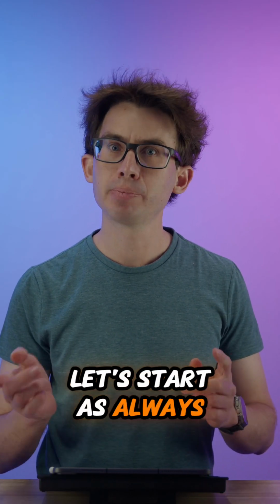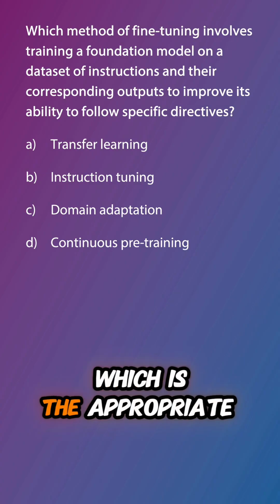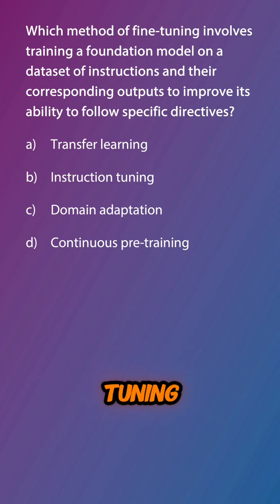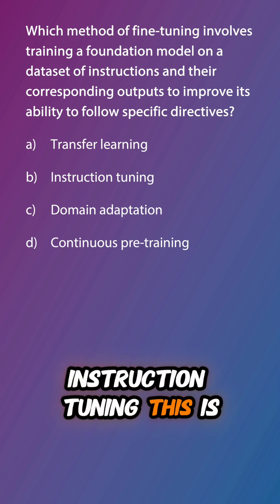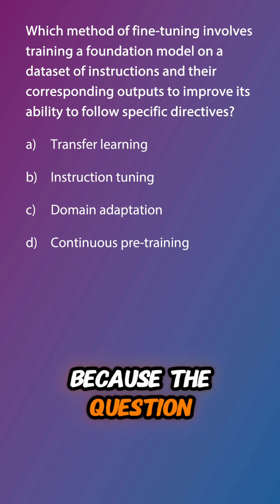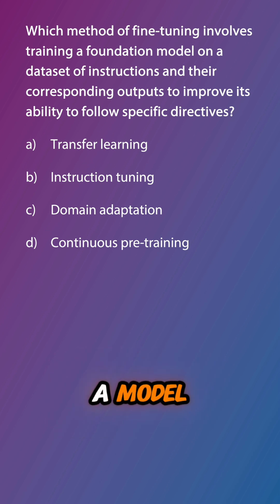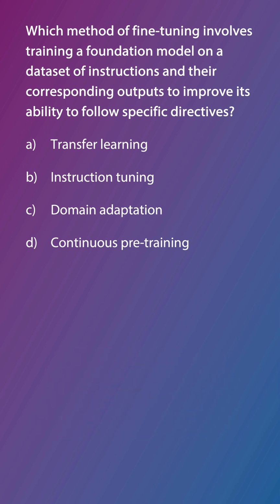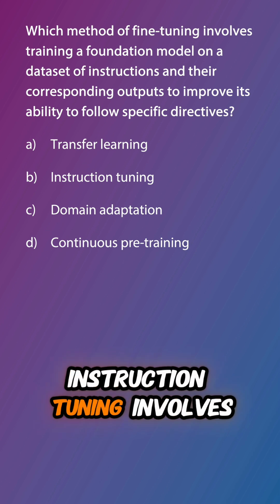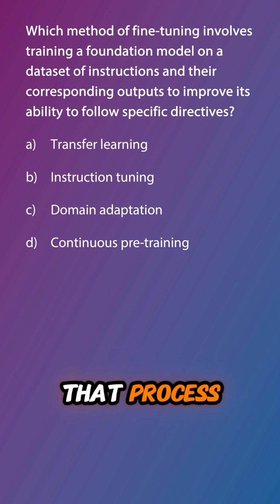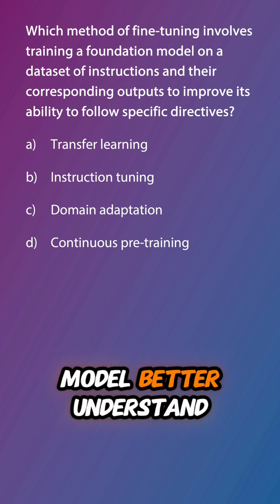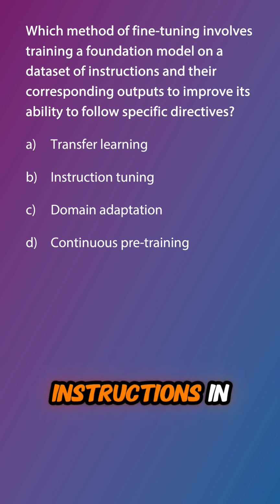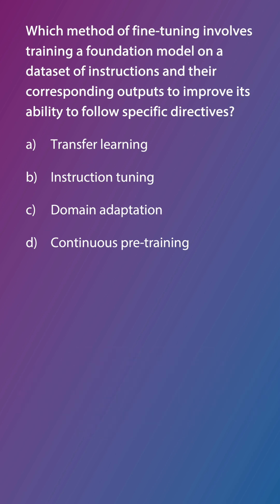Let's start as always by reviewing the question from the previous episode, asking about which is the appropriate method of fine-tuning for this scenario. And the answer is B, instruction tuning. This is the correct choice because the question specifically asks about training a model on a dataset of instructions and their corresponding outputs. As we talked about, instruction tuning involves exactly that process. It's designed to help the model better understand and follow specific instructions in various contexts.